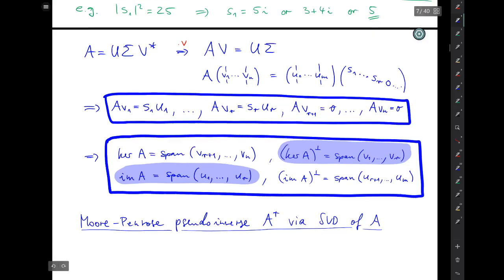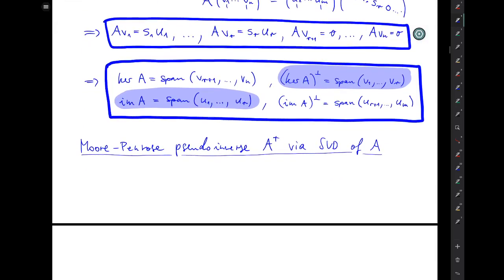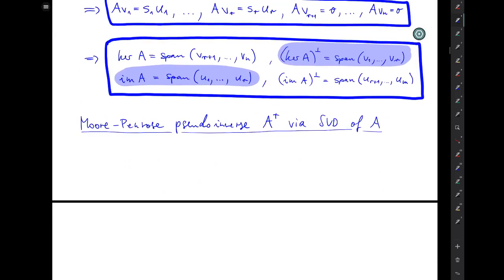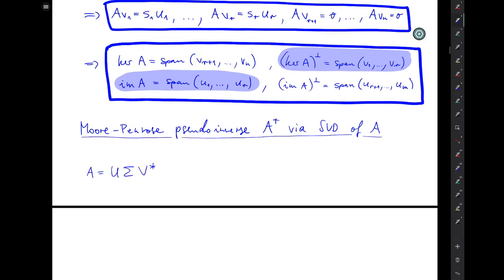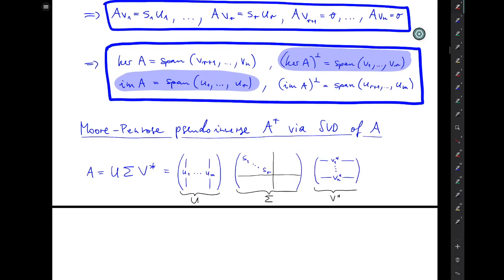Okay, so here is how you construct your Penrose pseudo-inverse if you're given a singular value decomposition of A. So let's start with that, and let's write these matrices out like we did before. And now let me label the rows and columns of sigma so we can better see which one belongs to which. And this labeling of rows and columns again helps to see these rules here.